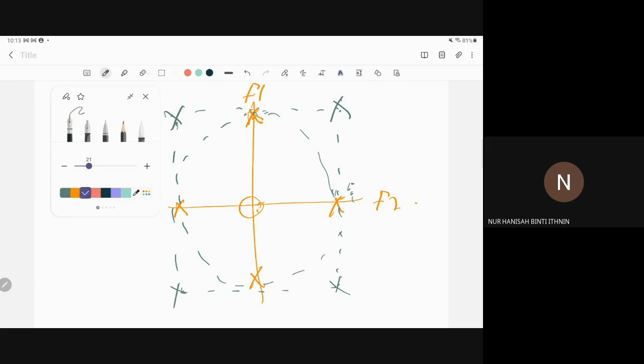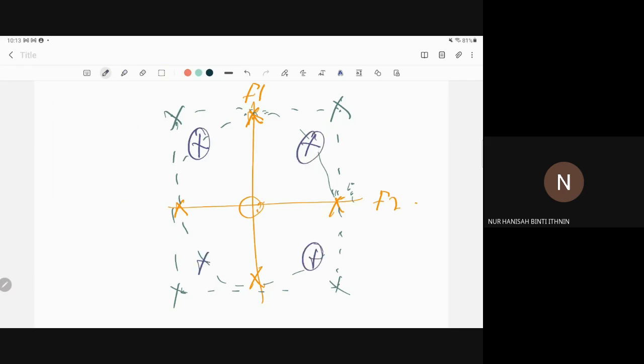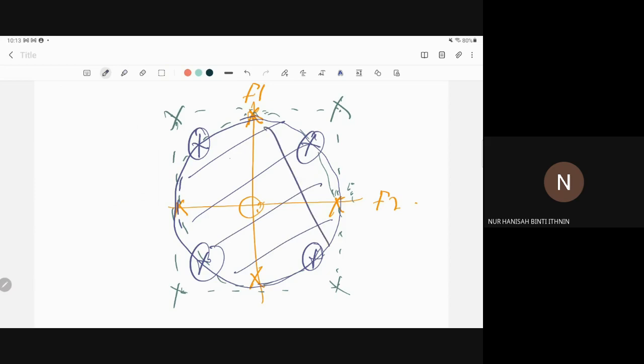If it is a CCRD, the next point will be here. This point will be here. It will be here, and it will be here. So it is more rotatable because it improves the prediction error. You will have a more uniform prediction error all throughout the experimental space. That's why CCRD is commonly used for response surface methodology.